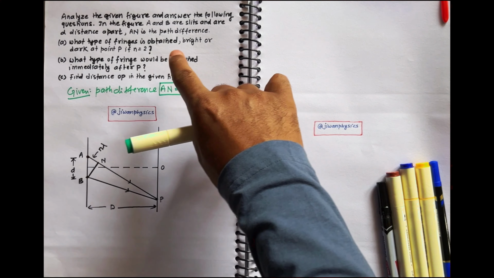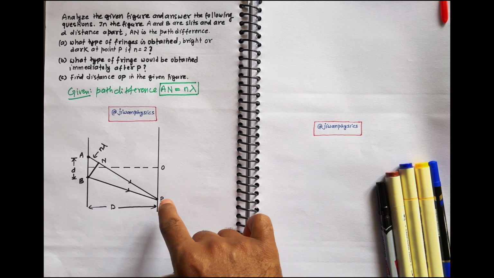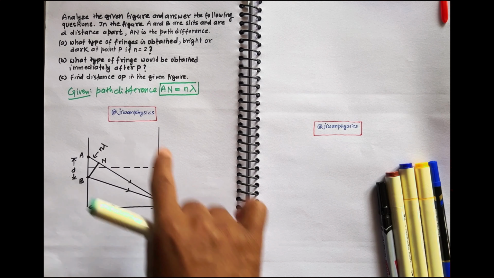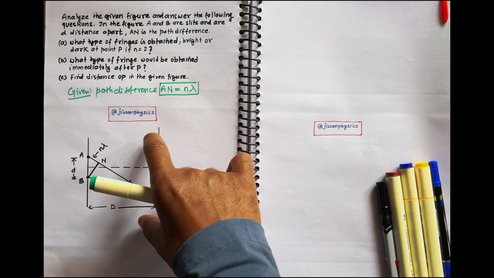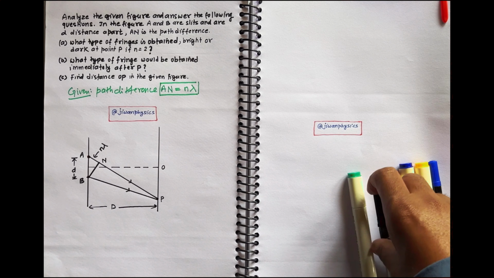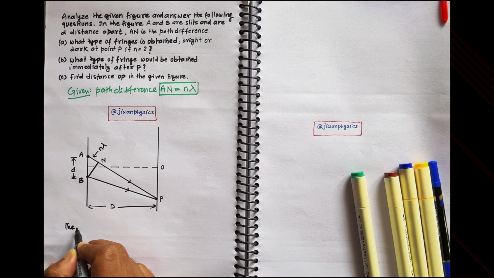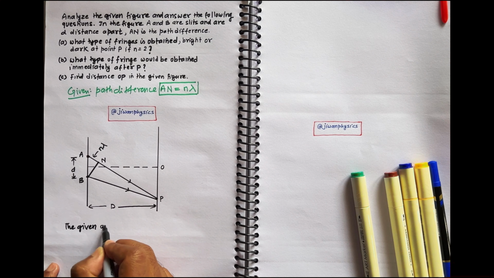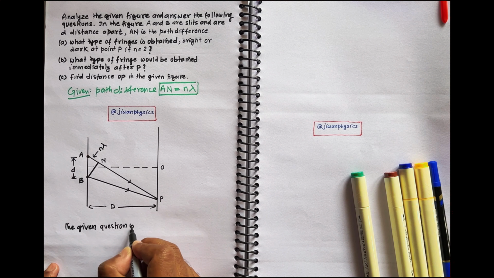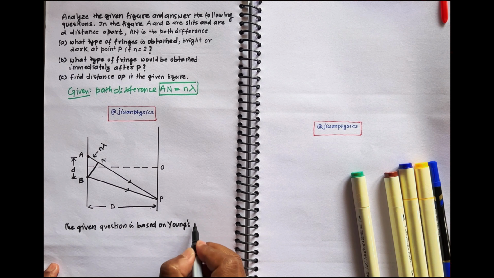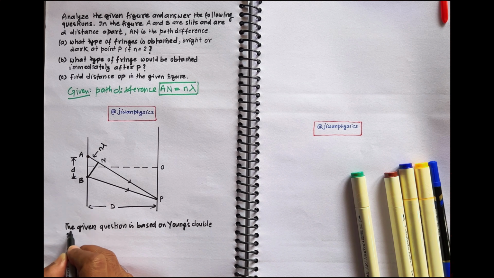Now we are asked to find what type of fringe is obtained at point P if n equals 2. So when we look into this setup, we find this question is based on Young's double slit experiment. So I'm writing over here, the given question is based on Young's double slits experiment.